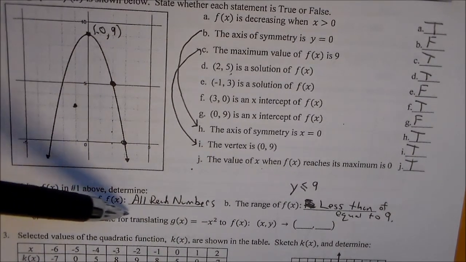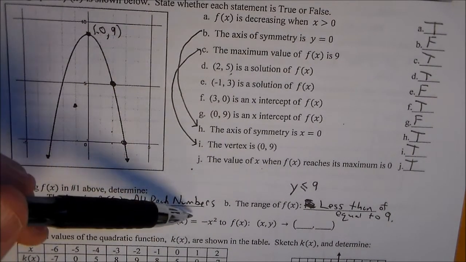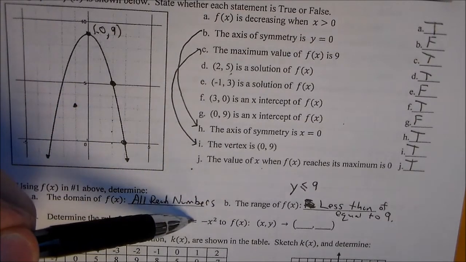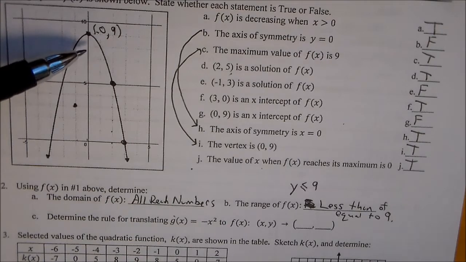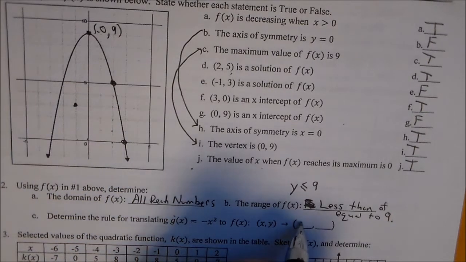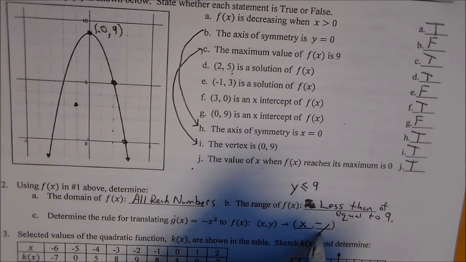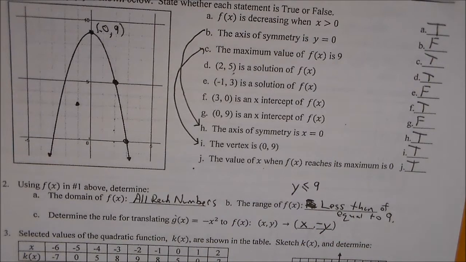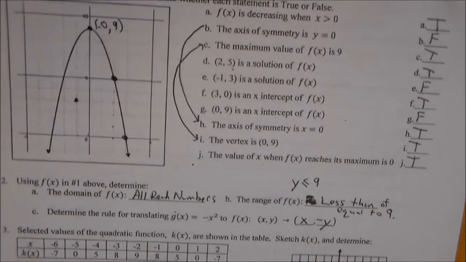All right, so determine the rule for translating g of x equals negative x squared to f of x. So what happens when we do a negative x squared? Now a negative changes the direction that the graph opens. So what that's going to do is take the x values, keep them the same, but then make it a negative y value. And it's going to be like a reflection across the x-axis.